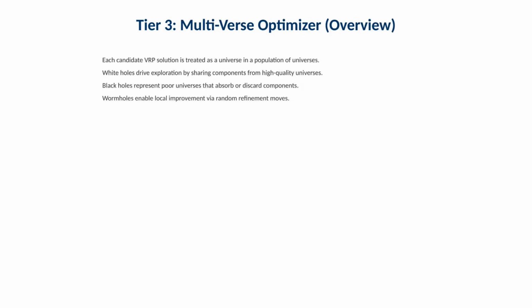Tier 3 introduces the multiverse optimizer. You maintain a population of candidate solutions, each treated as a universe. High-quality universes influence others through exploration mechanisms, poor universes are discarded, and wormholes trigger local improvements. The practical goal is to escape local optima and find better route sets than simple heuristics can provide.